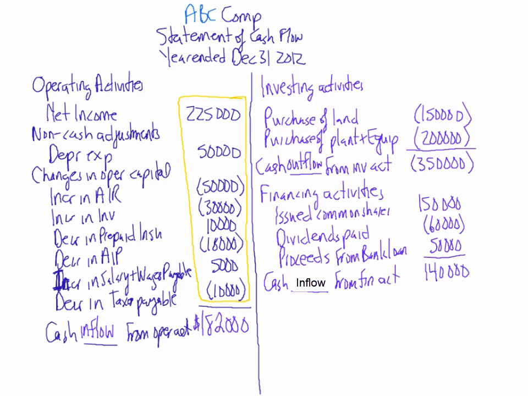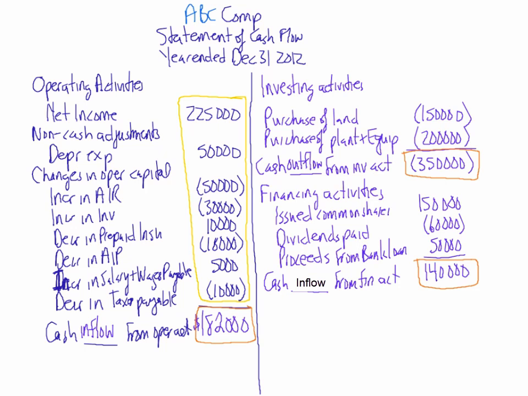So now that we have all this, what we've got to do is add it together. We're going to take the cash flow from the operating activities, add it to the cash flow from the investing activities, and add in the cash flow from the financing activities. We're going to come up with a net change in cash. So this is telling us how much the cash changed by in total.